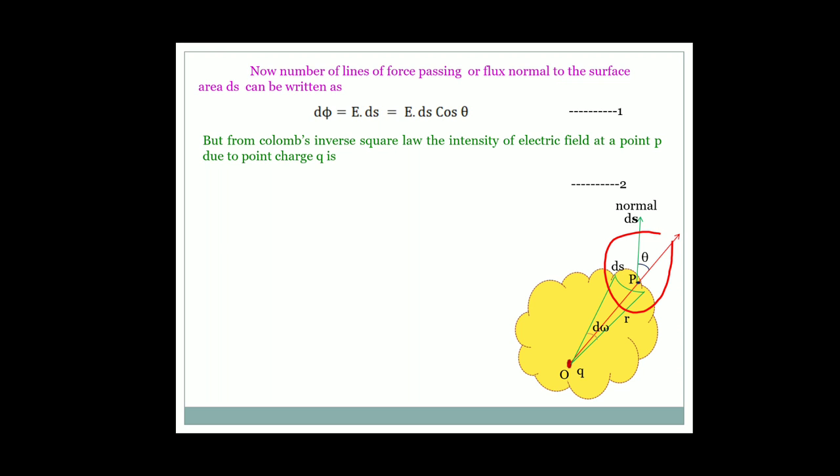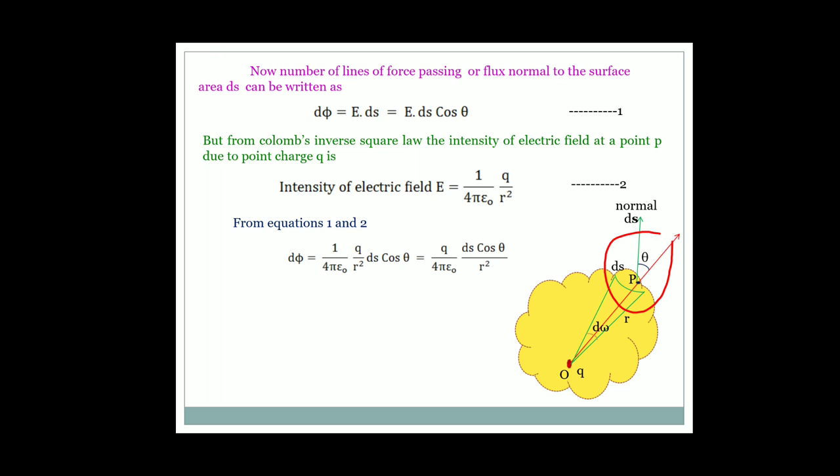According to Coulomb's inverse square law, the intensity of electric field E is equal to 1 by 4 pi epsilon naught into Q by r square. We already discussed this in the previous slide. When we substitute this E value into the above equation, the flux d phi is equal to 1 by 4 pi epsilon naught into Q by r square ds cos theta.